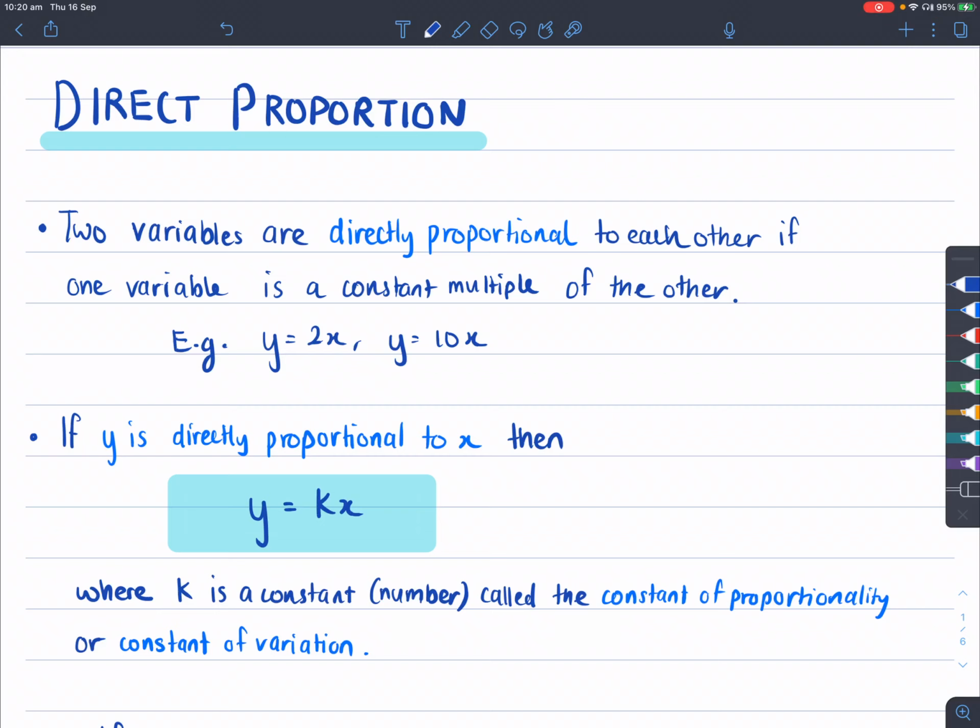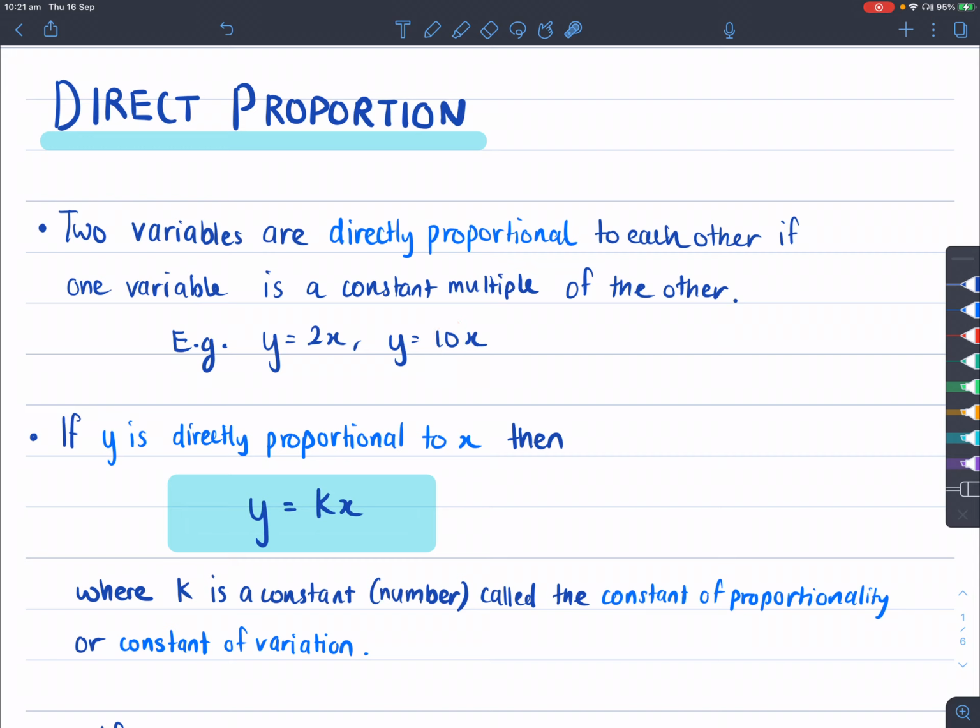In this lesson, we'll be looking at what is direct proportion. This relates to two variables which are directly proportional to each other only if one of the variables is a constant multiple of another. An example of that would be something like y equals 2x, where y is double x, or y equals 10x, which is y is 10 times x. You could also have negatives such as y equals negative 5 times x as well. As long as there's a number before the x, like that, then that means y is directly proportional to x.